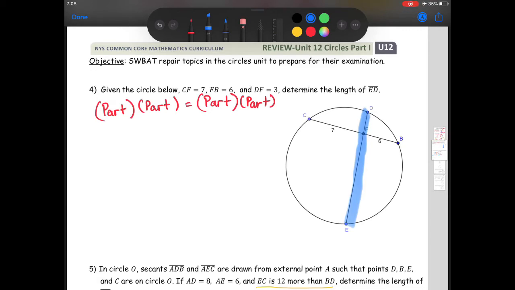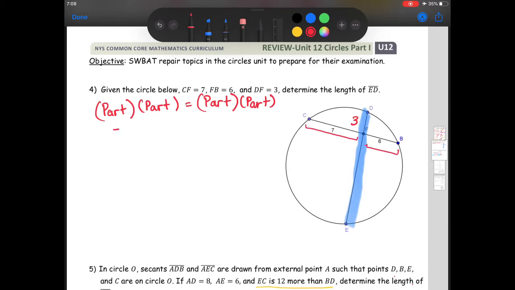DF is 3. Let's fill that in. Okay, these are two chords, right? CB and DF, and this is the formula for it. Part times part equals part times part, or sometimes we also call it piece times piece equals the other piece times the other piece of the chord. So when I say part times part, I'm talking about this is one part and this is the other part.